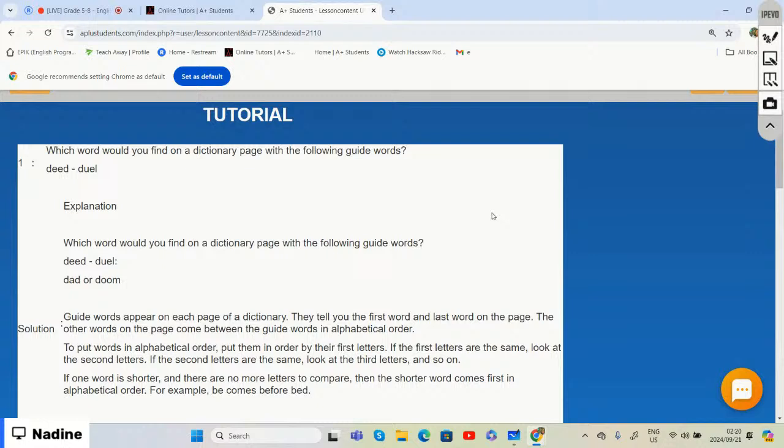All right. So now we are going to use the following guide words. Which word would you find on a dictionary page with the following guide words? Meaning, what word would you find in between these two guide words? Keeping in mind the guide word is the first word and the last word on that specific page.